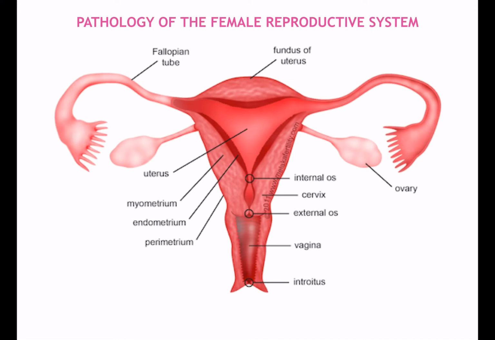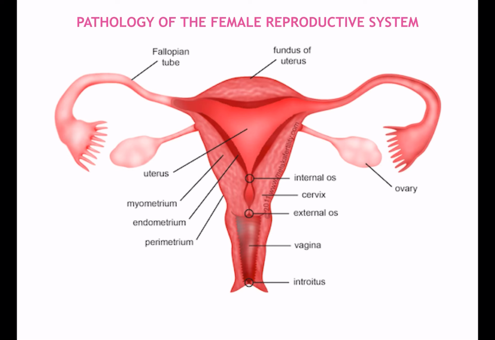Today's lecture is about the female reproductive system pathology. Before entering into the pathological changes of the female genital system, we start with a short topic on the anatomical structure of this system.